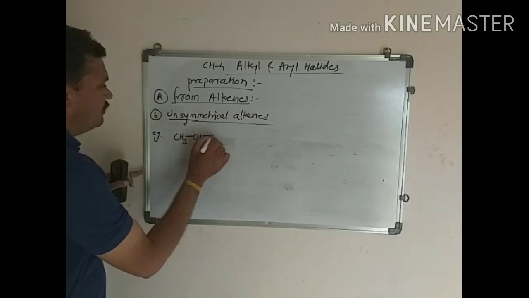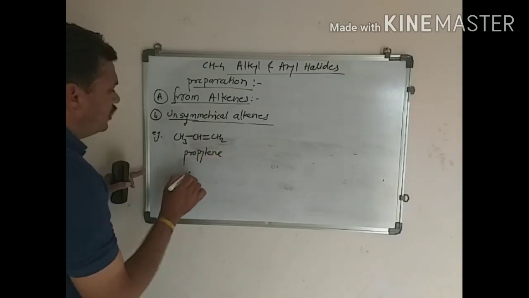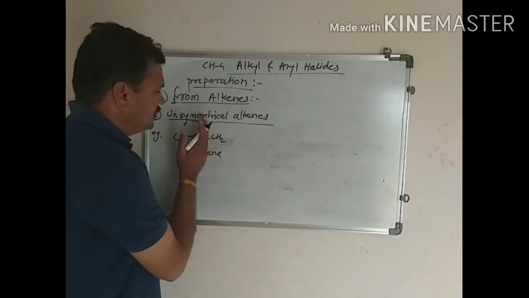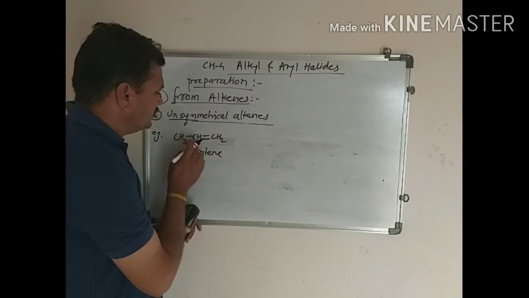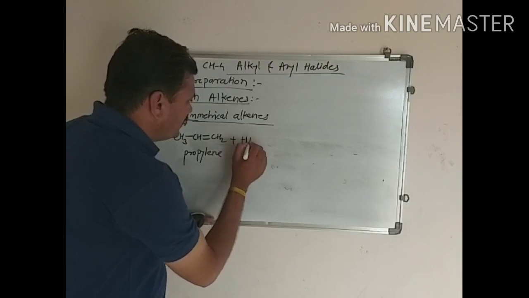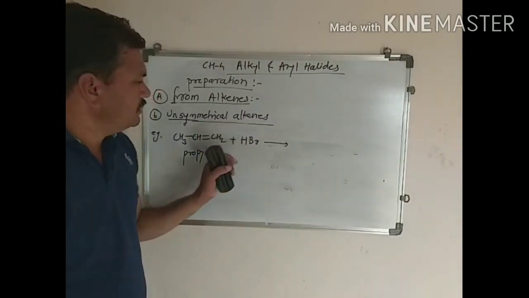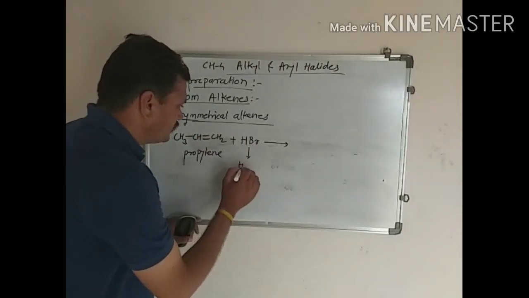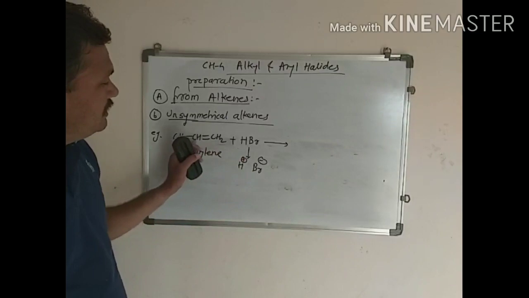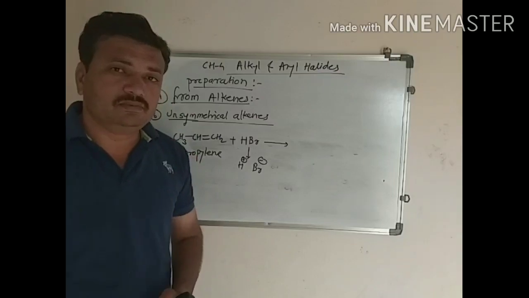Let's take the example of propylene. CH3 CH double bond CH2. Propylene or propene. It is unsymmetrical alkene because at one side of the double bond it is CH2 and one side it is CH3. Unsymmetrical alkene. When treated with unsymmetrical reagent like HBr, it is hydrobromic acid. When it dissociates, it gives H plus and Br minus. Then the addition will take place according to the Markovnikov's rule. And there are two possibilities of the product.